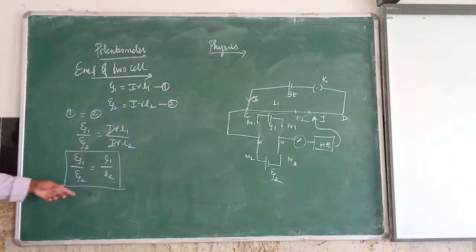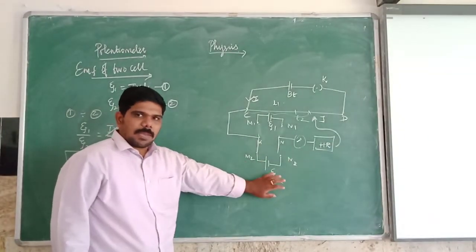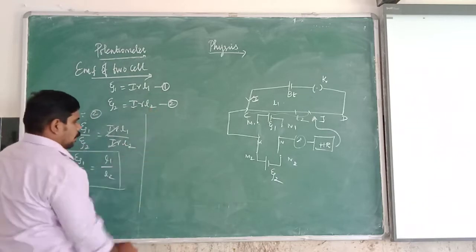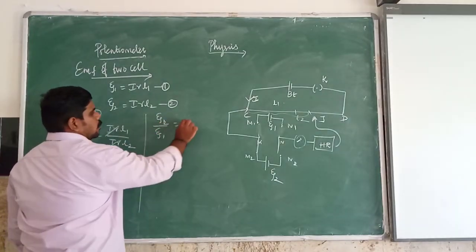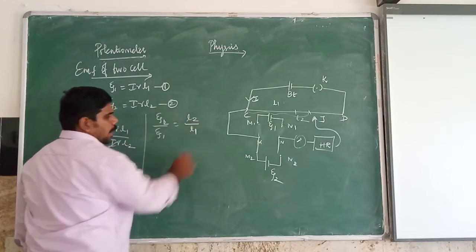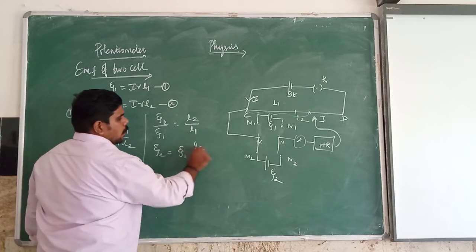If you want to determine the EMF of cell psi 2, what do we get? We take the reciprocal: psi 2 by psi 1 is equal to L2 by L1. From this, psi 2 is equal to psi 1 into L2 by L1.